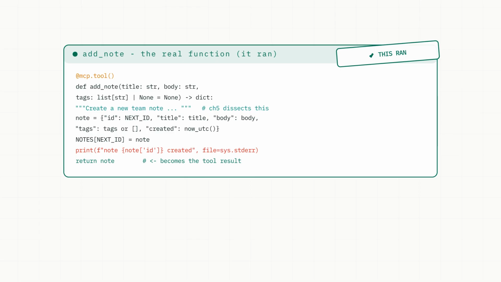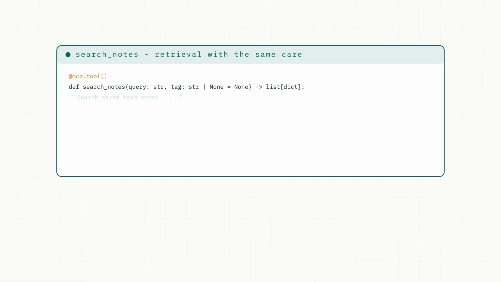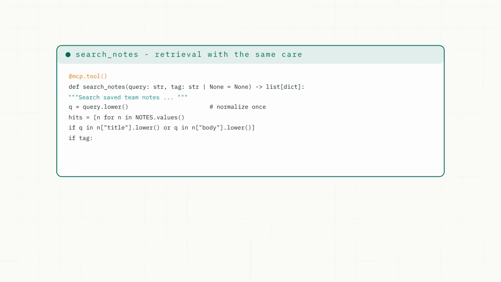And one line logs to standard error, not standard output. That distinction gets its own chapter, because it breaks more first servers than everything else combined. And walk search notes too, because retrieval deserves the same care as creation.